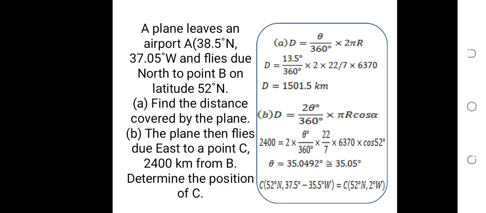A plane leaves an airport A 38.5 degrees north, 37.05 degrees west, and flies due north to point B on latitude 52 degrees north. A. Find the distance covered by the plane. B. The plane then flies due east to a point C 2,400 kilometers from B. Determine the position of C.